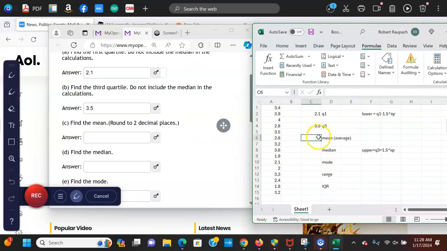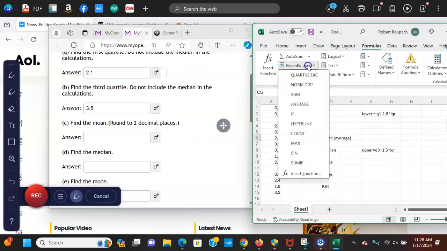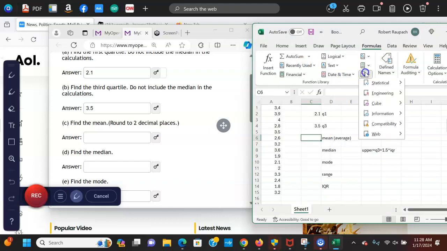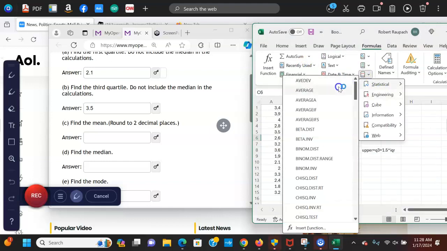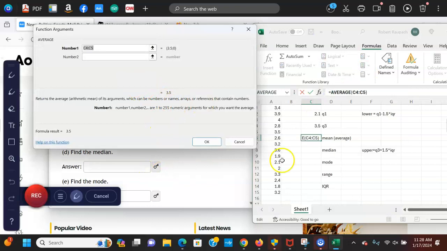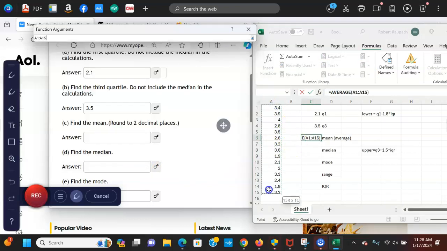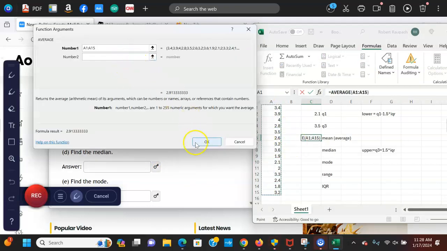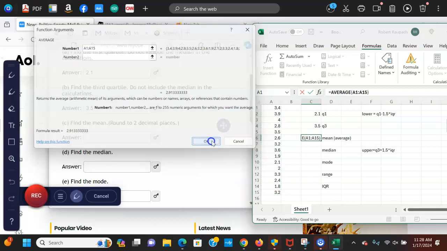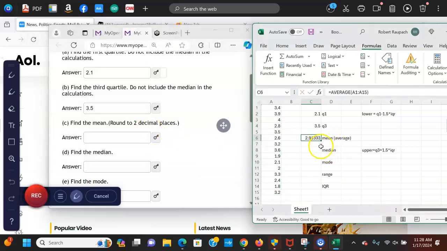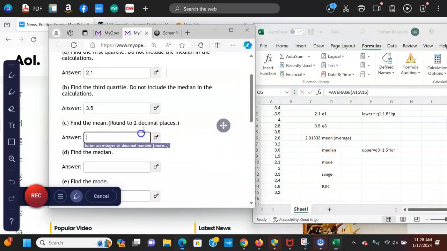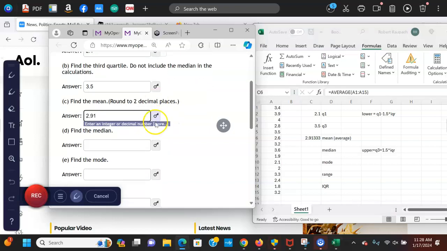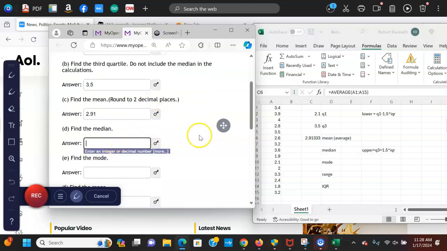Now for this one, it's AVERAGE. Do I have it up here? No. So Statistical, Average. Okay, so highlight the data. You do not need to put anything in the other box for the average or the mean, okay? Same thing, all right? So rounded to the decimal places, 2.91 goes here, okay? The median is different. The mean is add them up, divide by 15.